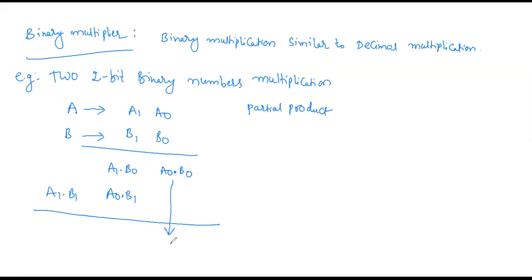The result is as it is, and we will take this one as S0. And here you are adding two partial products A1 B0, A0 B1, and it will produce one sum and carry. And again, if you add, it will produce some sum and some carry. So at any stage, you are adding maximum 2 bits.